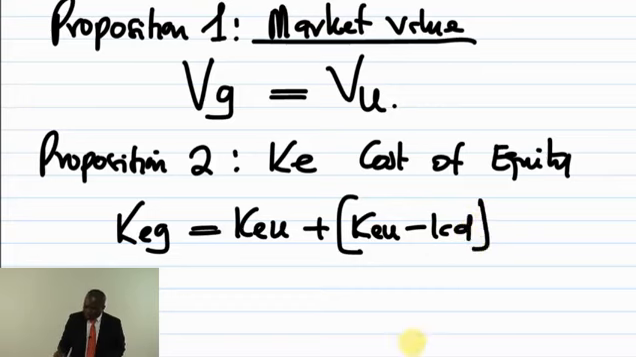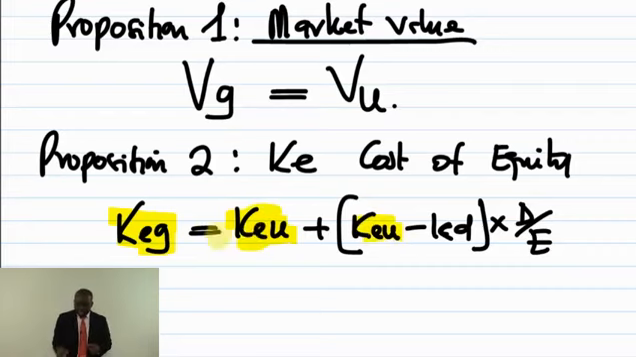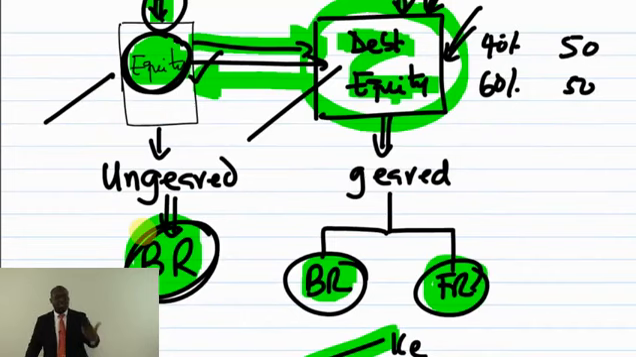Cost of equity ungeared, plus the difference between cost of equity ungeared and cost of debt, all multiplied by debt divided by equity. So this is the whole argument: given cost of equity geared, I should be able to calculate cost of equity ungeared. Given cost of equity ungeared, I should be able to calculate cost of equity geared. So when I tell you we are all equity, for instance, and we are going to raise money by way of debt, what will be your current cost of equity and your revised cost of equity?